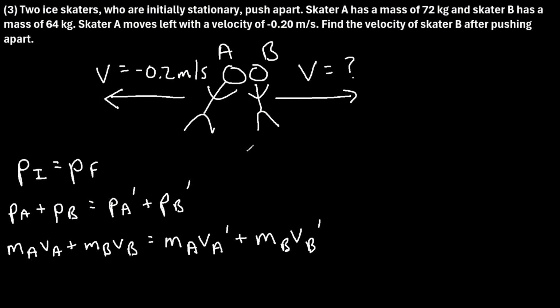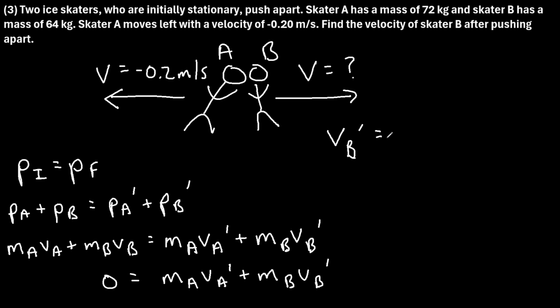And in this situation, we're told that the skaters are initially stationary, so they're not moving. So both of these velocities are 0, and this entire left-hand side is equal to 0. So we have 0 is equal to this quantity right here. And our question is, we're trying to find the final velocity of skater B. So to solve for the final velocity of skater B, let's move this expression to the left-hand side and then divide both sides by the mass of skater B. So what we'll end up with is the velocity of skater B is equal to negative the mass of skater A times the final velocity of skater A divided by the mass of skater B.